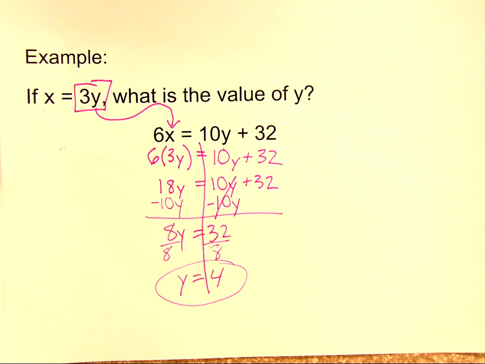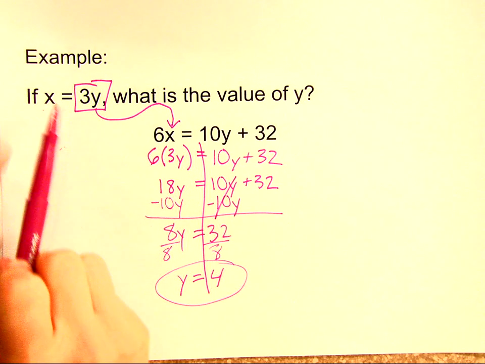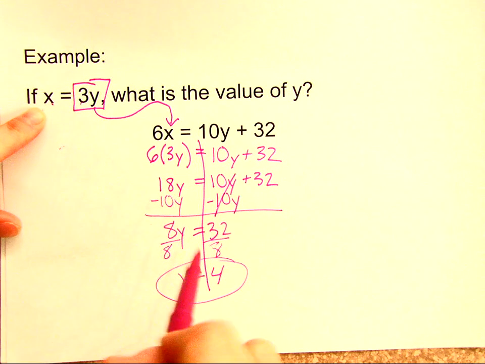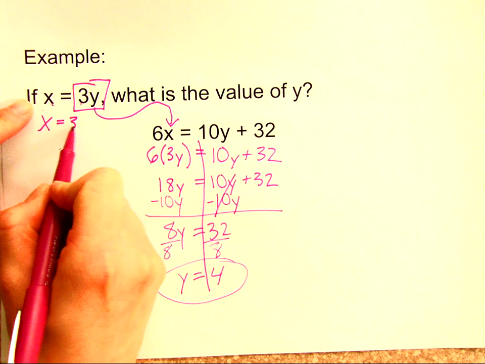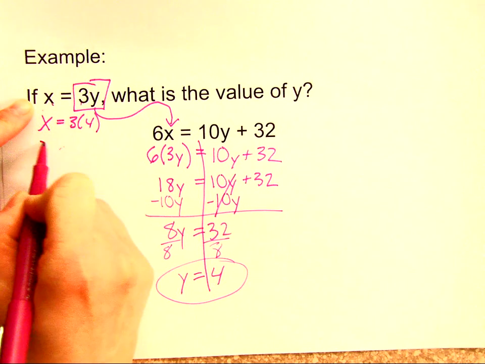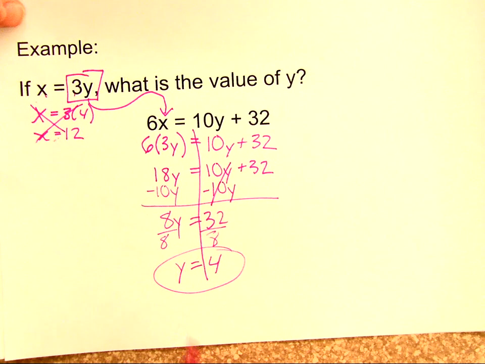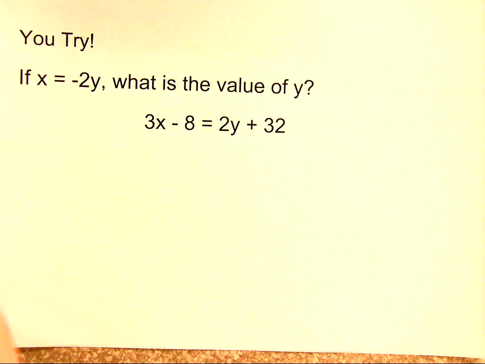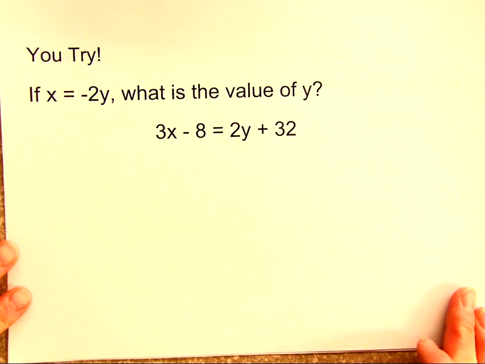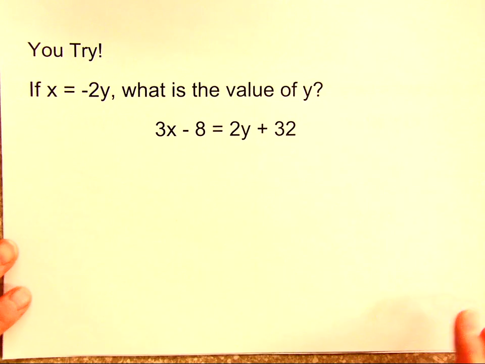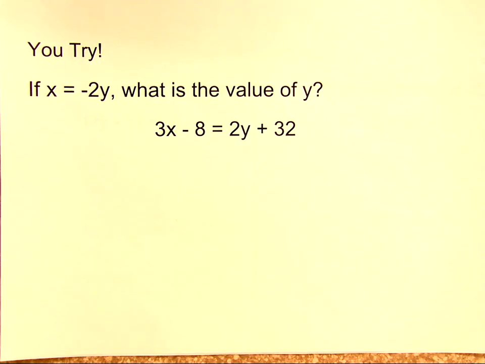So now I could even ask you a follow-up question. Well then, if y is equal to 4, what is x equal to? Well, x is equal to 3y up here. And if y is 4, that means x is really equal to 3 times 4, which is 12. But I didn't ask you that, so that's okay. Y is equal to 4. So let's see how you do. Why don't you try this one? X is equal to negative 2y. Solve for the value of y in this equation.